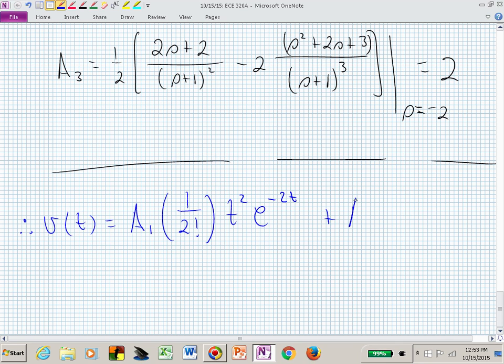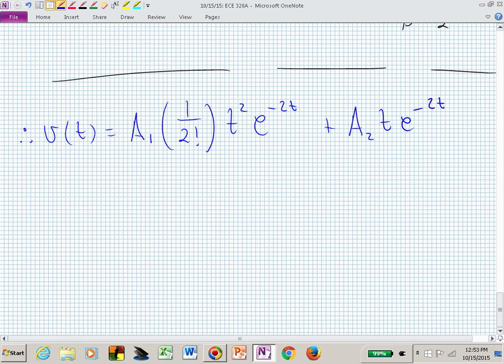Then we have the second term, which let's not even mess with 1 factorial, but that's what we're dividing by. This is now t, e to the minus 2t. Then we have an a sub 3, e to the minus 2t, plus an a sub 4, e to the minus t, and that's valid for non-negative values of time.